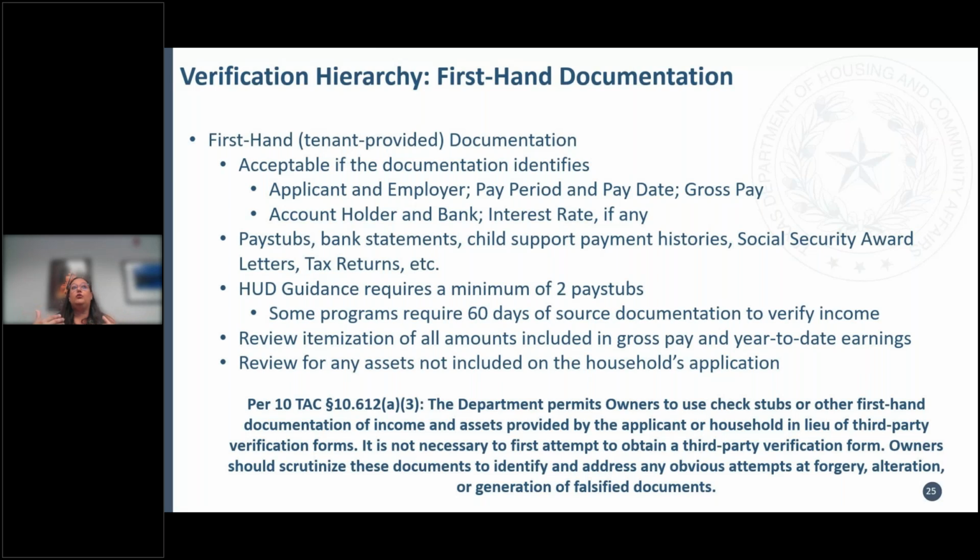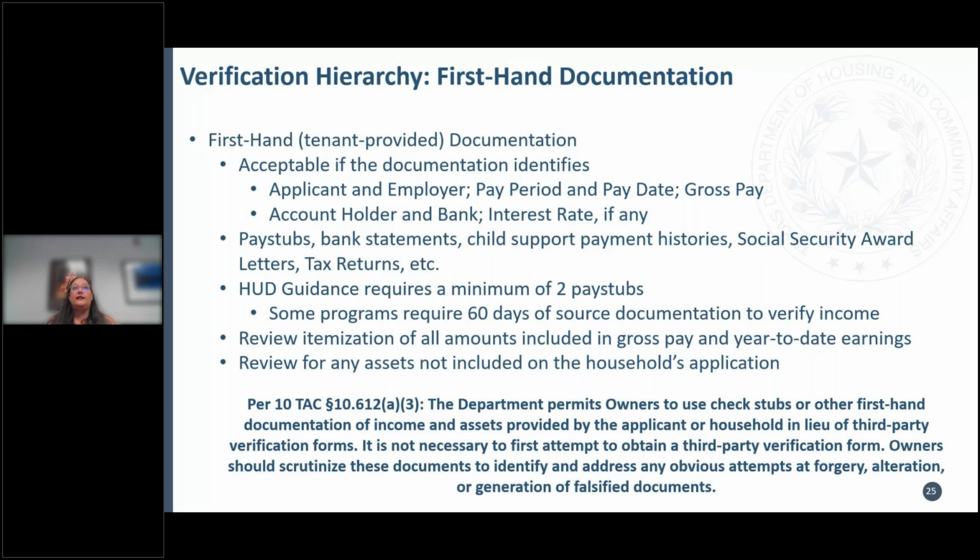If you know that you've got a lot of applicants from HEB and you know what an HEB pay stub looks like, and somebody comes in and says, oh, I work at HEB, here's my pay stub, and it looks completely different, you are the protector of the asset. You have the right and responsibility to question that to mitigate fraud, waste, and abuse. Pay stubs, bank statements, child support payment history, Social Security award letters, tax returns all fall under this umbrella.